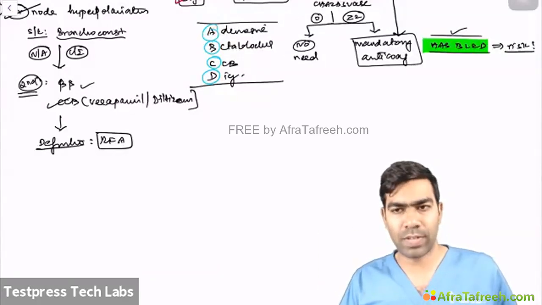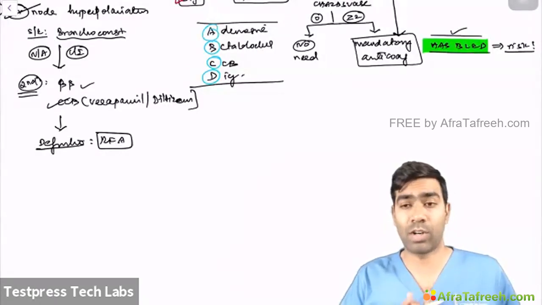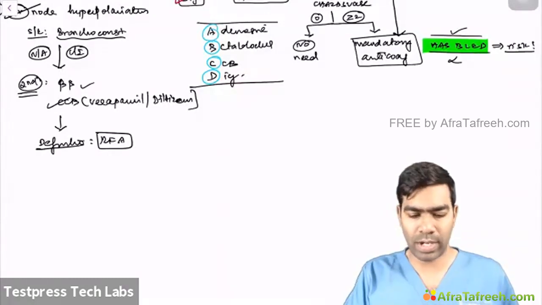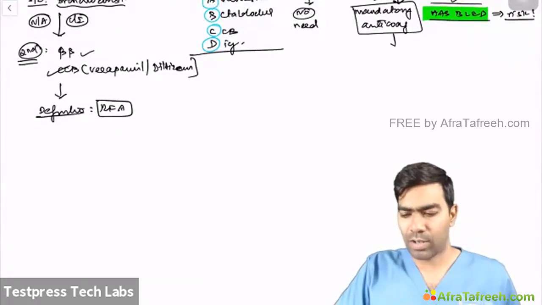So if the HAS-BLED score is very high, I can assume that the patient's risk of bleeding is very high. So I will probably think of a lower dose of anticoagulation, or if I have a lot of experience in practice, then I can even skip the anticoagulation. But HAS-BLED score has not given any proper clinical guideline. So anticoagulation is mandatory, all right.